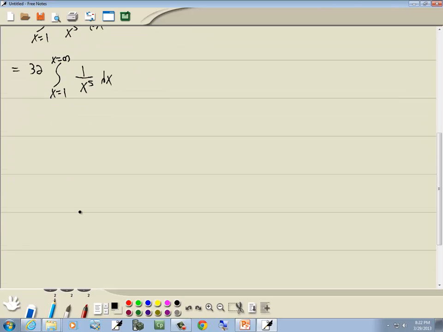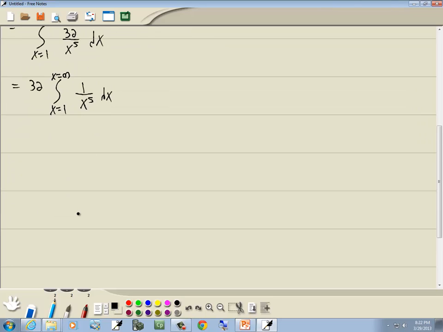We would like to have it as x to a power. Makes it real easy. So we can rewrite this as x to the negative 5. Again, when you move something opposite where it's at in a fraction, the sign of the exponent changes. So then we'll add 1 to our power, divide by our new power.